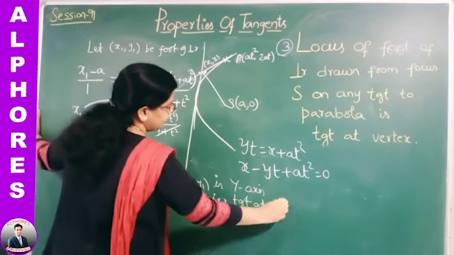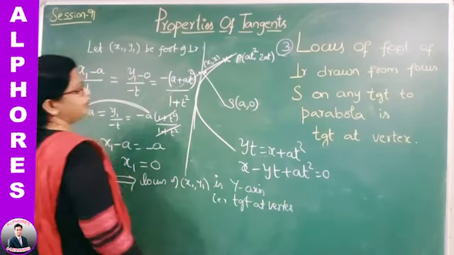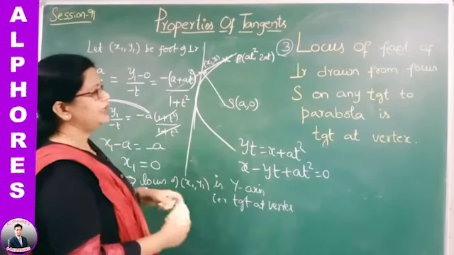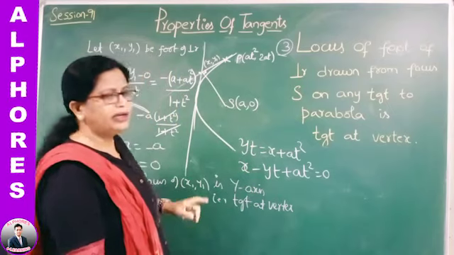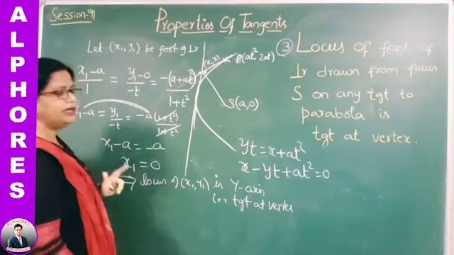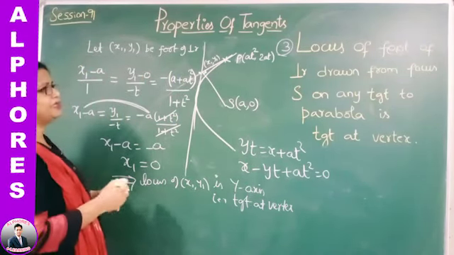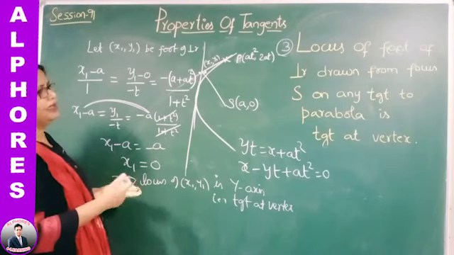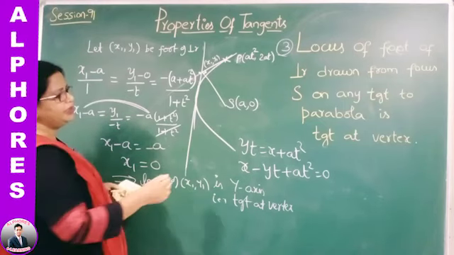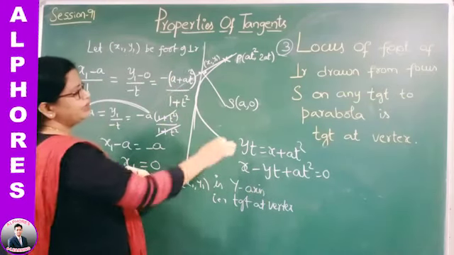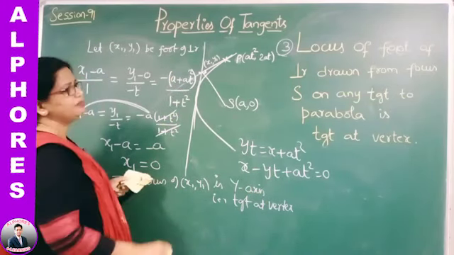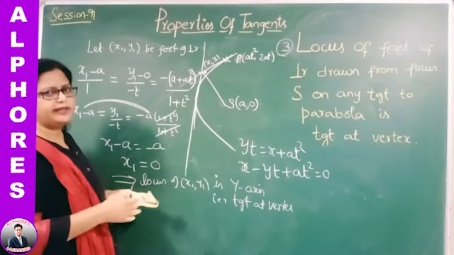Therefore what is our conclusion finally here? The locus of feet of perpendiculars drawn from the focus on any tangent to a parabola is nothing but the tangent at vertex. And the same concept, students, even comes in ellipse and hyperbola also. There the name is different. There we call it the auxiliary circle, whereas here it is the tangent at vertex, but the concept will be coming once again.